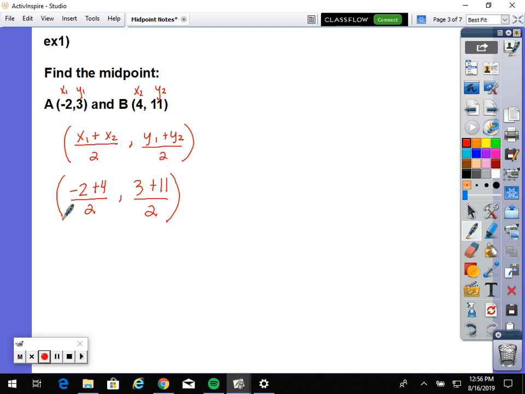So I have -2 plus 4, which gives me a +2 over 2. And then 3 plus 11 is 14, divided by 2. 2 over 2 is 1, and 14 over 2 is 7. So my midpoint is at (1, 7). Hopefully that is a refresher of the practice we did in class. And that's the exact middle of A and B.